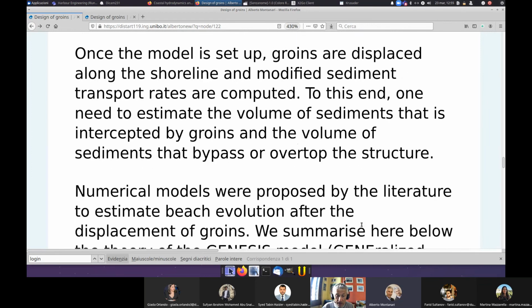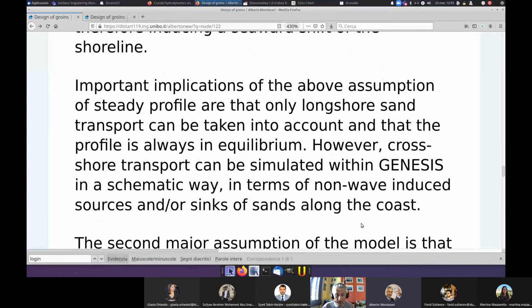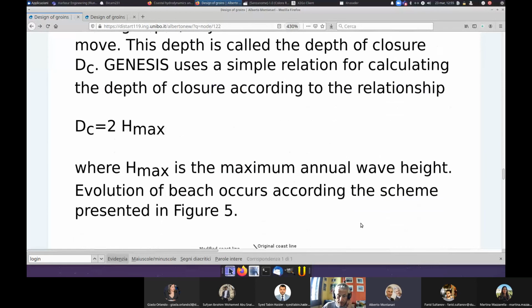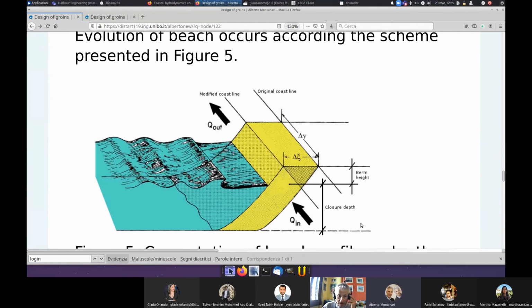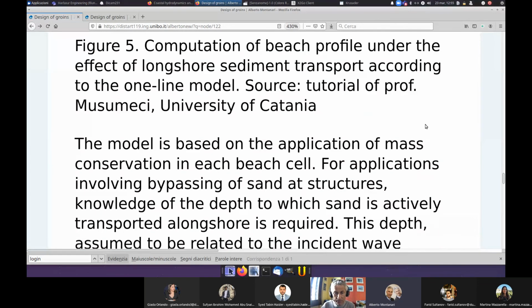And you may remember that we talked about this model here. It's the one-line model, which is basically based on estimating the movement back and forth of the coastline. I think that we don't need to go into the details here. It is reported here, and you can read it for your interest, but I'm not asking anything about it at the exam.